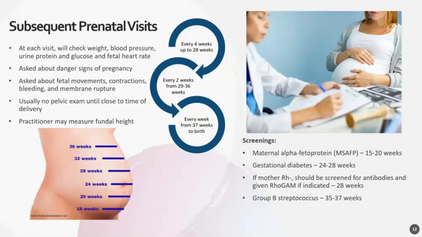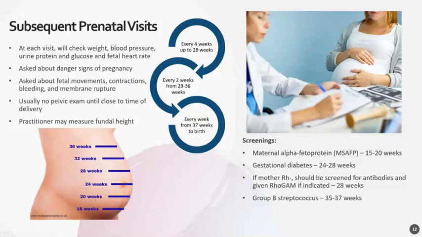Each visit, the practitioner may measure the fundal height. This just helps to make sure that the fetus is progressing as expected. The woman undergoes screening at particular times during the pregnancy. For instance, between 15 to 20 weeks of gestation, a maternal serum alpha-fetoprotein should be drawn. You may hear that shortened to MSAFP. And then between 24 and 28 weeks, all women should be screened for gestational diabetes.